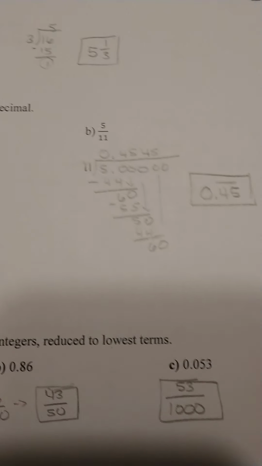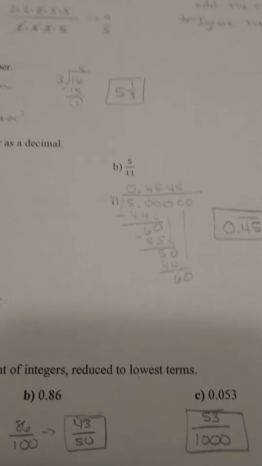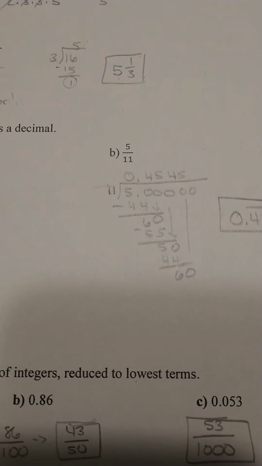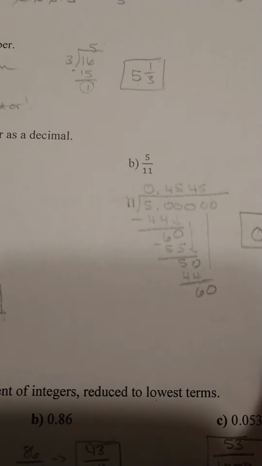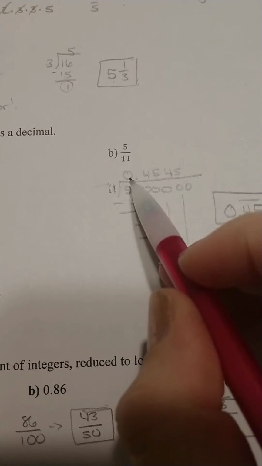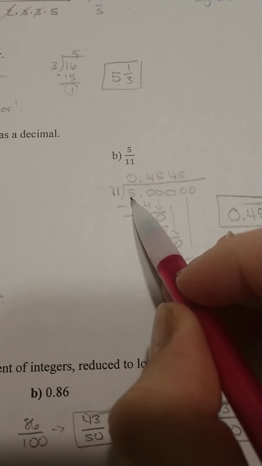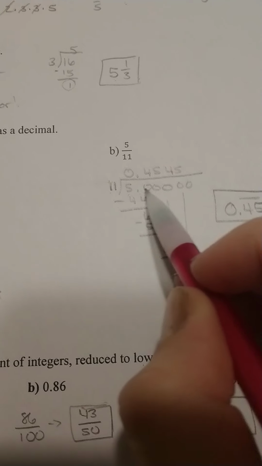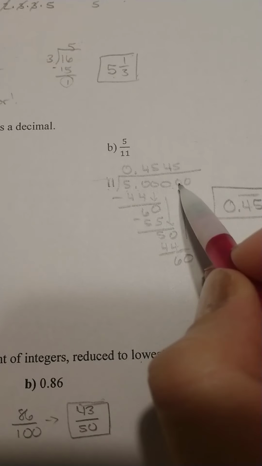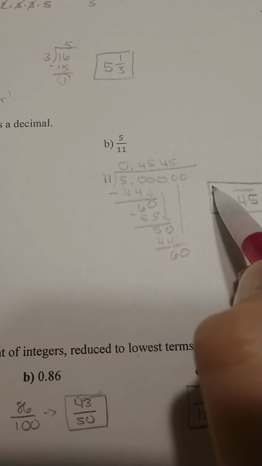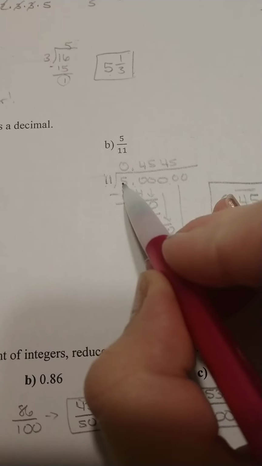So for B is 5 divided by 11. We don't talk about these rules. 5 goes in the box, 11 goes on the outside of the box. If you can't tell, my zeros are a little bit different. You start with 3 and then you add on if you need to.